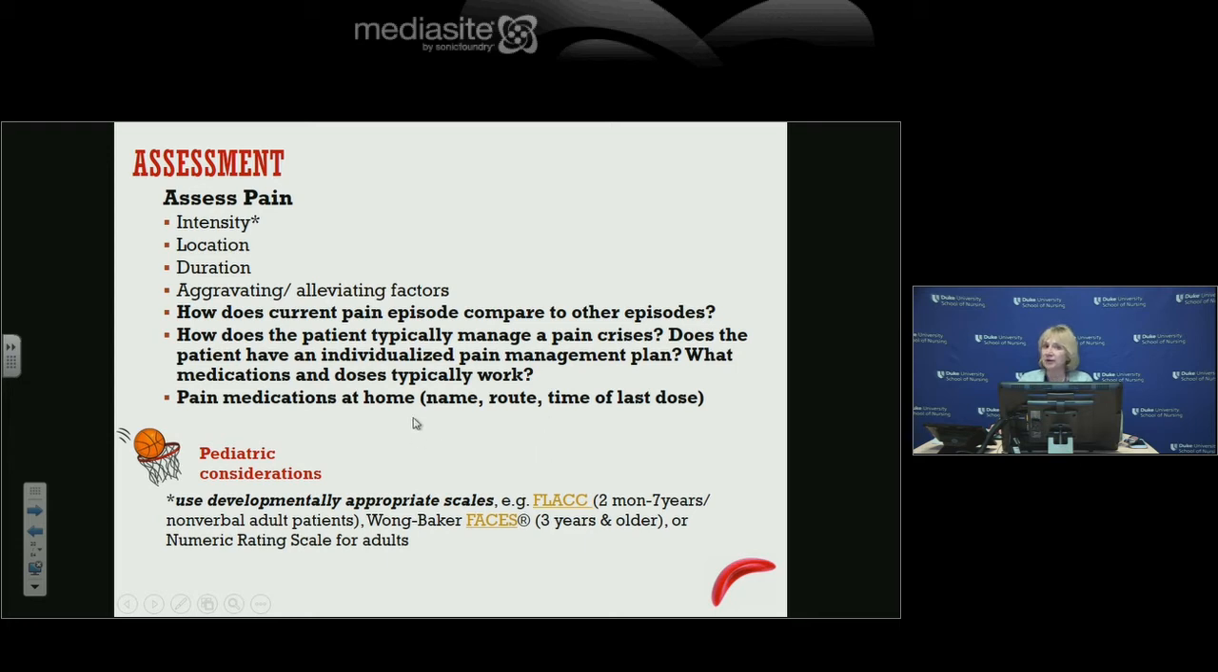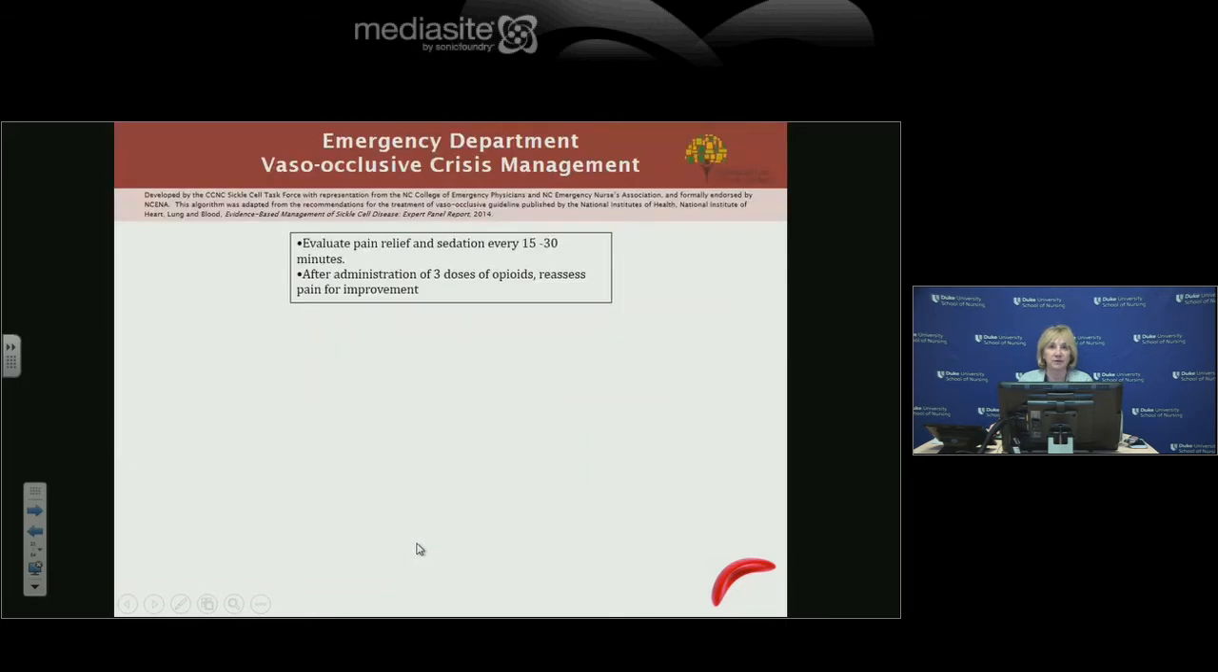And we definitely want to know what they take at home. Many patients, over 50% of patients with sickle cell also have chronic pain, and many take opioids. So we do want to know what they took and when they took it last. And if it's a pediatric patient, we want to use pediatric scales, etc. While they have much less vaso-occlusive episodes, they still can present with vaso-occlusive episodes as well.